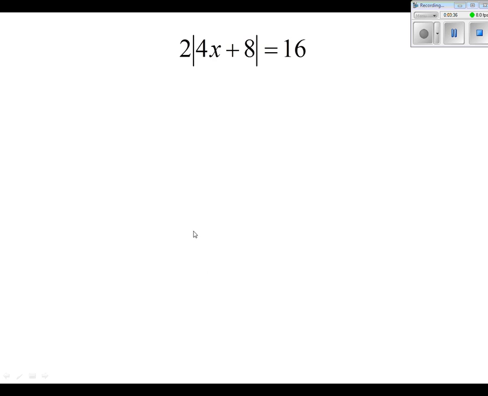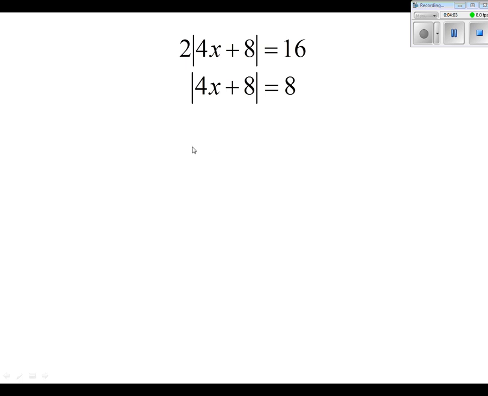Third equation, 2 times the absolute value of 4x plus 8 is equal to 16. So what we need to do, because there is another little side rule, at no time can you ever distribute into an absolute value sign. We have to isolate it first by getting rid of that 2. Opposite of multiplying is dividing, so I divide both sides by 2. So absolute value of 4x plus 8 is equal to 8.